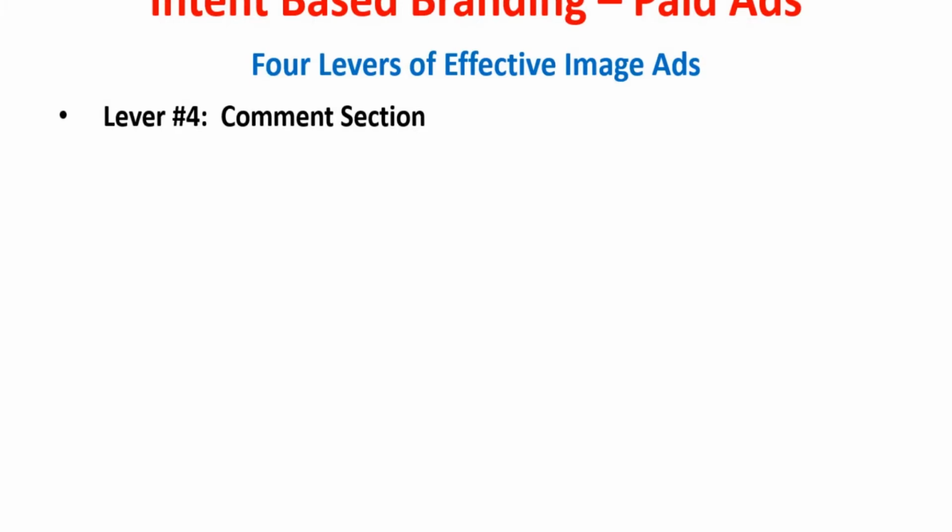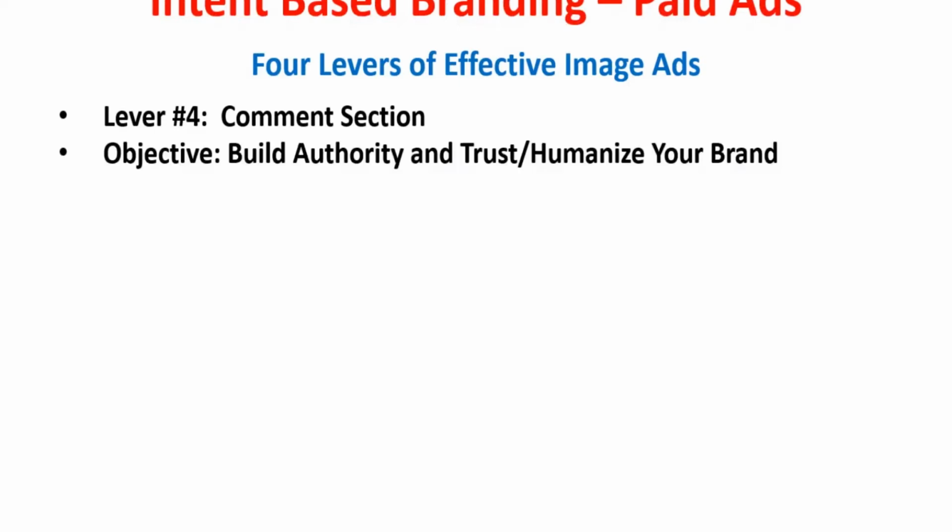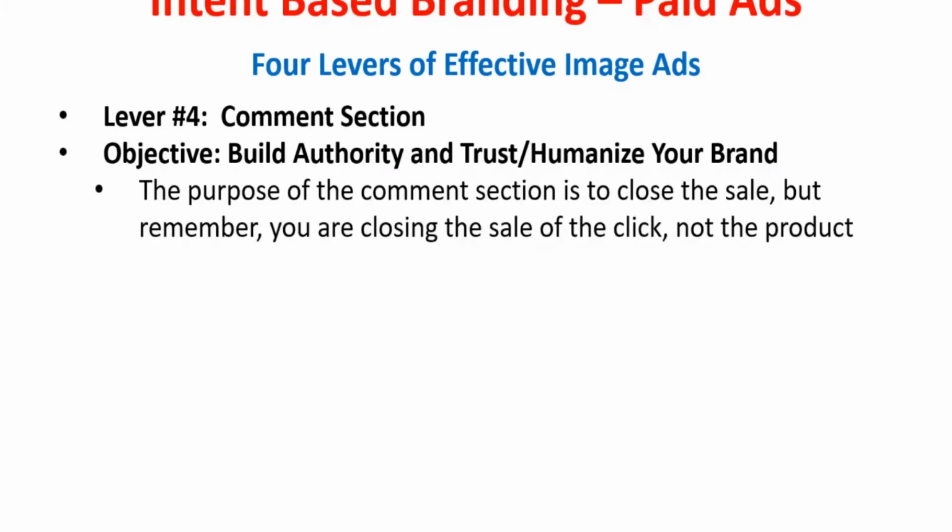Lever number 4, the comment section. The long lost and forgotten about, but probably one of, if not the most powerful aspect of an ad. The objective of the comment section, which so many people do not consider to be a part of the ad, but it most certainly is, is to build authority and trust and to humanize your brand. Remember that people buy from people. Your objective is to get them to buy, regardless of whether you're representing a corporate brand or a service or product. People still buy from people. So you want to humanize your brand as much as possible.